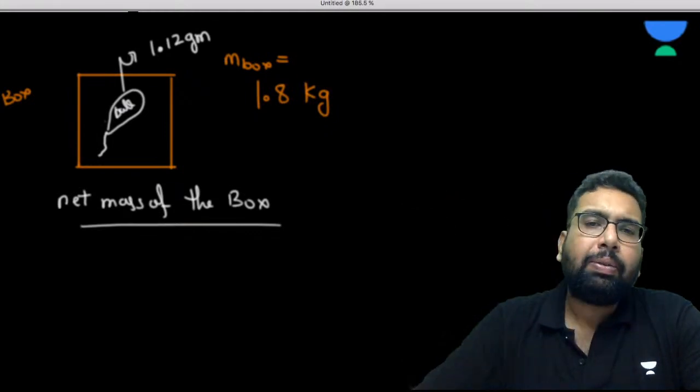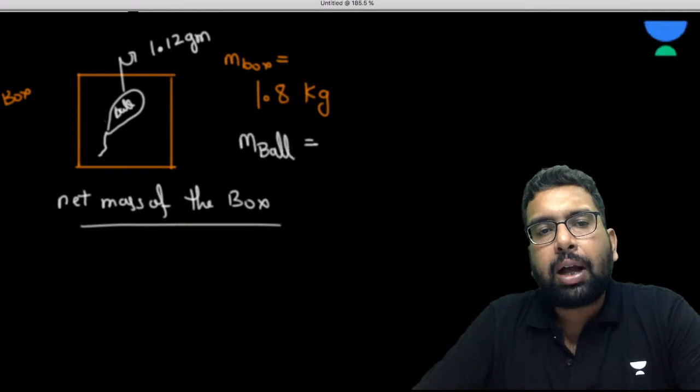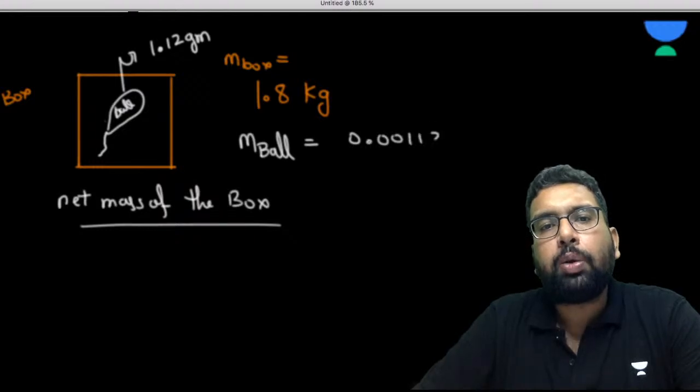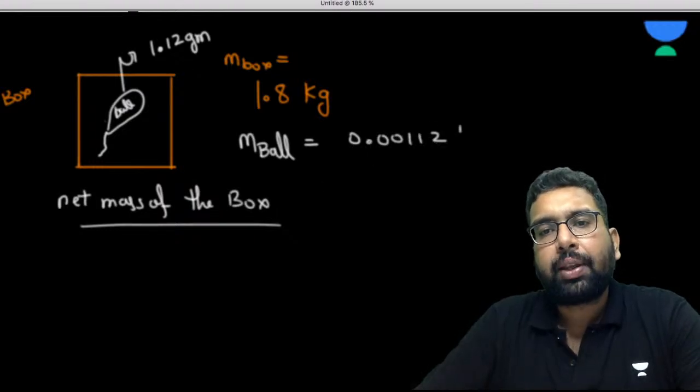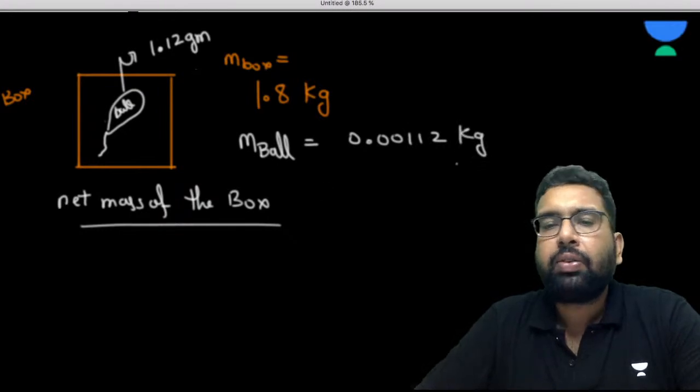So we can change this 1.12 grams. Let's say the mass of the balloon. We can write it as 0.00112 kg. Now see, the number of significant figures remains the same.